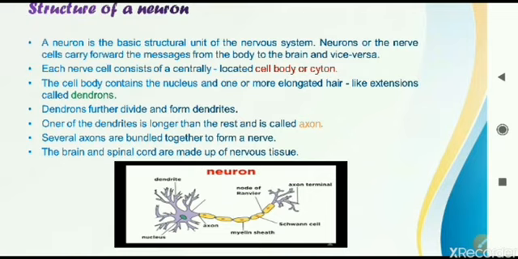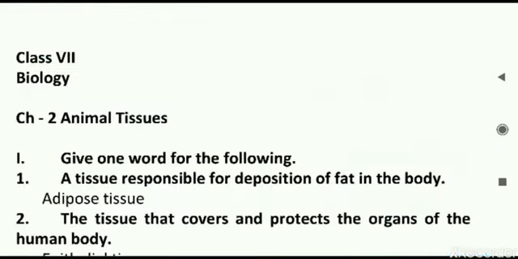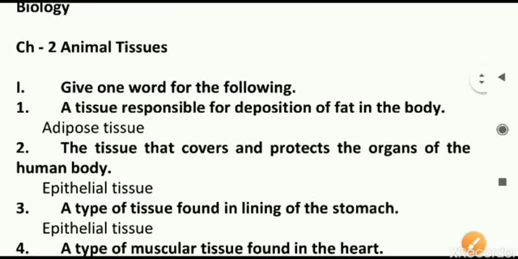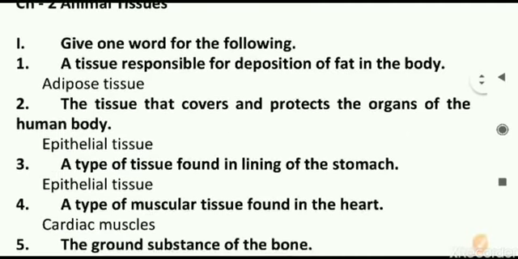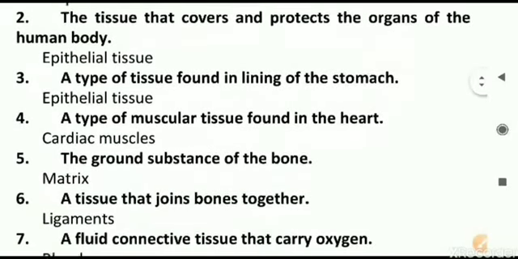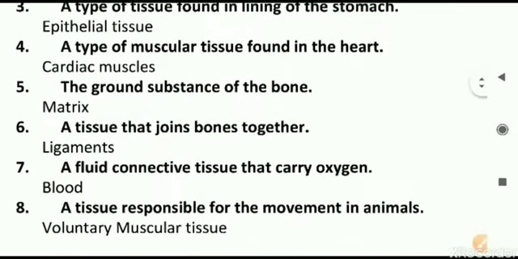Different types of tissues we have now completed. That is the end of this chapter explanation. Now we'll move on to the question answers of this chapter, and the remaining exercise, whatever is left, we will now complete. Here we have the exercise part. First thing is the give one word. All these answers you can note down in the book itself.